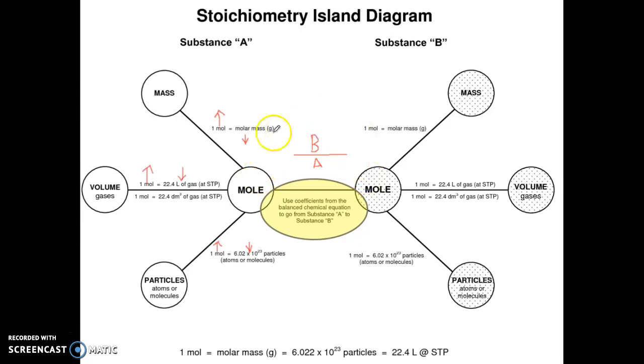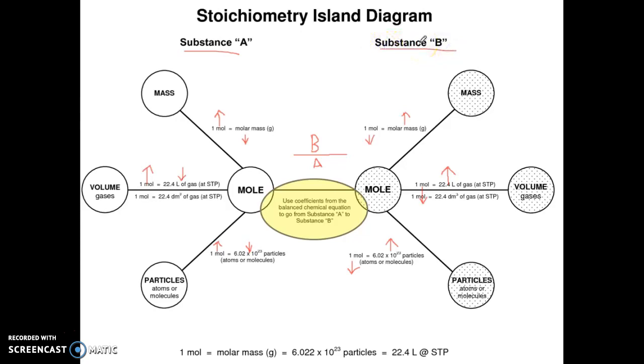But after I jump this mole bridge, I'm going to go to mass, volume, or particles. Now if I'm going to mass, it's going to go on top. Moles is where I'm coming from, it's going to go on bottom. I'm going to add arrows. I'm going to volume, volume is going to go on top. Coming from moles, moles is going to go on bottom. And then I'm going to particles, particles is going to go on top. Coming from moles, moles is going to go on bottom. Okay? So all of these are going to help me convert from substance A to substance B, and that's going to be our goal.